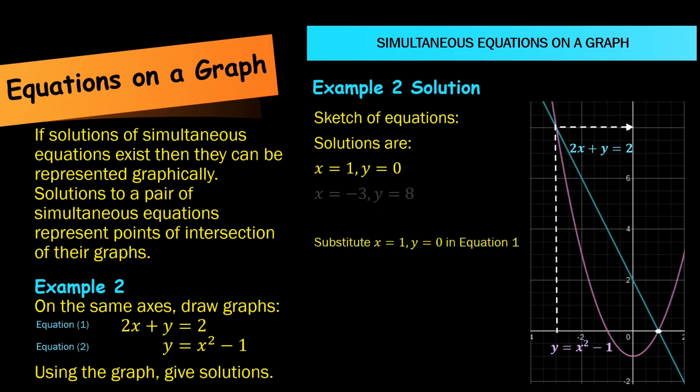We substitute x equals 1 and y equals 0 in equation 1 to check that this is indeed a solution. So substituting on the left-hand side in equation 1 gives 2 times 1 for x equals 1 plus y equals 0 equals 2. The left-hand side equals 2, and of course the right-hand side is 2 as well. So the solution is correct for equation 1.